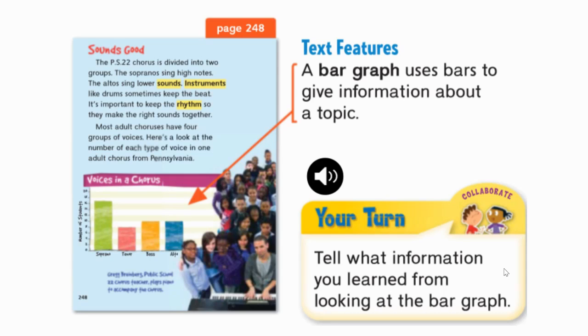Here is an example of a graph within an expository text. It says a bar graph uses bars to give information about a topic. This is a story we will be reading later this week, and this bar graph is titled Voices in a Chorus. And I know it's hard to see, second graders, but it gives the different singing voices for a choir: soprano, tenor, bass, and alto. And then you can see the number of students that are each of those types of singing voices. So a bar graph gives information about the topic you're reading about.